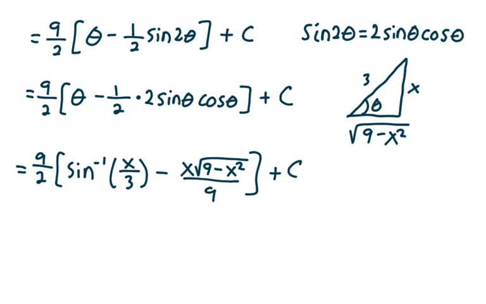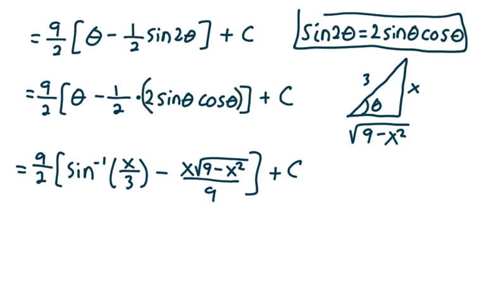But remember, sine 2 theta is equal to 2 sine theta cosine theta. Okay, so this is 9/2 the quantity theta minus 1/2 of 2 sine theta cosine theta plus c. The 2's cancel. And so I get the following. Now, let me backtrack one quick step.